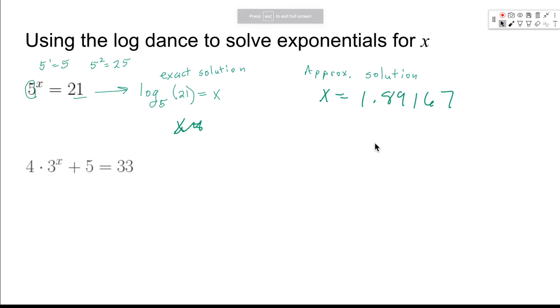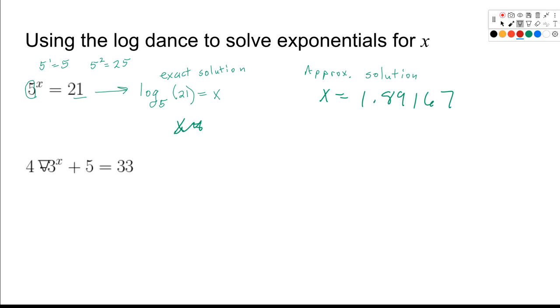So let's return to our lesson, and we'll keep working through this. So now we can do the same thing. We're going to stick with the exact solution. If they ask for the approximate, you now know how to plug it into the calculator. But to be able to use the log dance, we have to have the exponential part isolated by itself. This has a 4. We're multiplying by 4 and adding 5. So we have to do some solving first. We have to do some algebra.